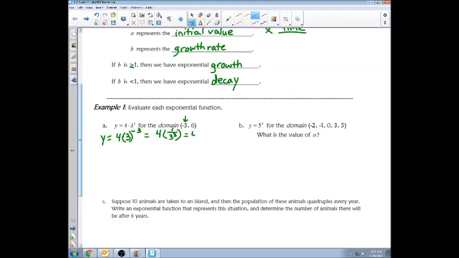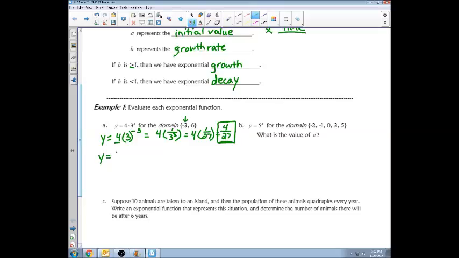So then I have 4 times 1 over 27, which is really 4 over 27. Notice that my number started at 4 and it got smaller at the end, right? Because I had a negative exponent, okay? Which turned my b value into a fraction, which is less than 1, right?